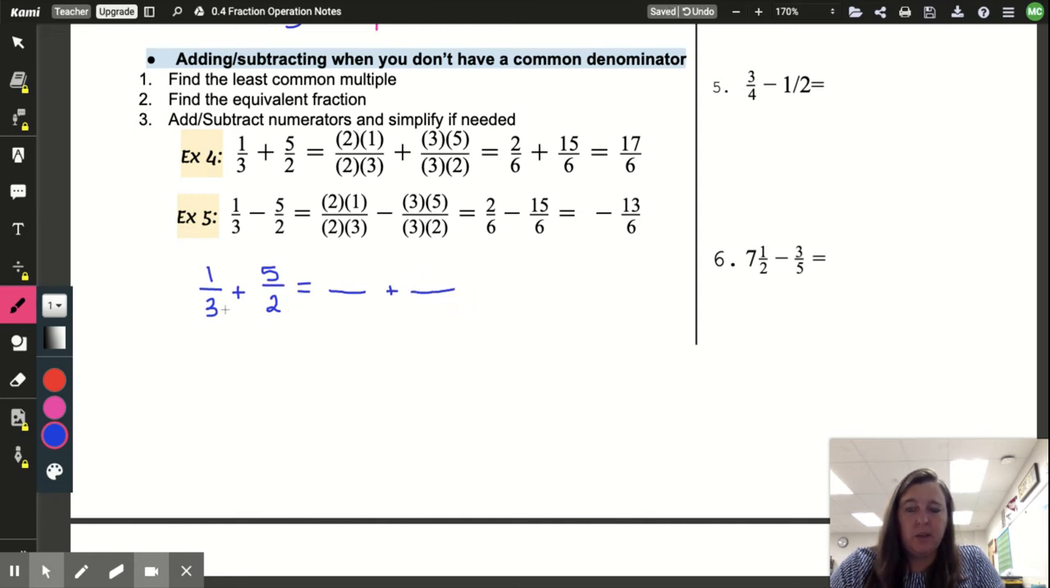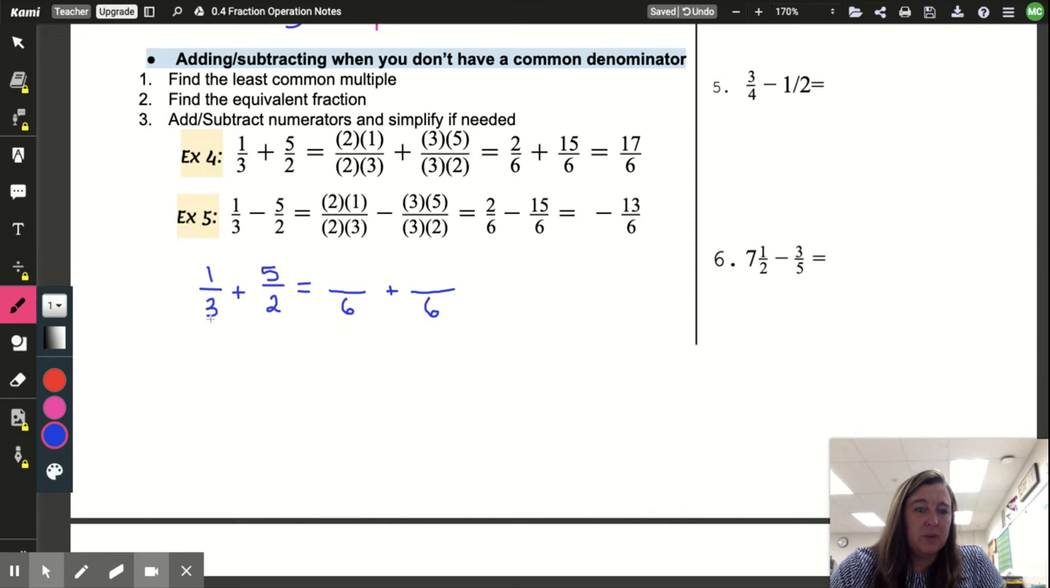So I have to think of what the least common multiple is for 3 and for 2. Multiples of 3 are 3 times 1 is 3, 3 times 2 is 6, 3 times 3 is 9, etc. So it's 3 times various numbers. Multiples of 2, similarly, is 2 times 1 is 2, 2 times 2 is 4, 2 times 3 is 6, 2 times 4 is 8, and so on. So the smallest one that both of these have as a multiple would be 6. So I'm going to go ahead and write down 6 for both of the denominators.